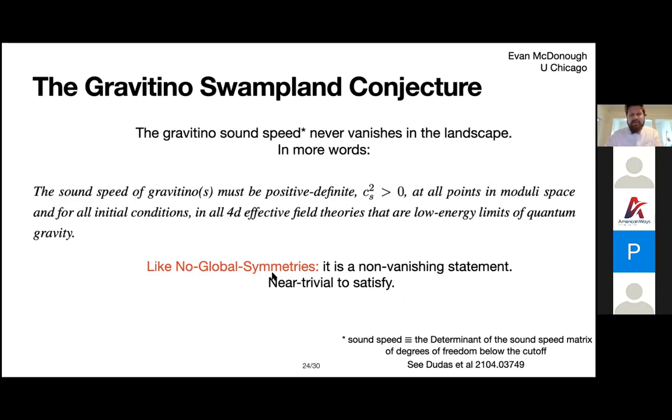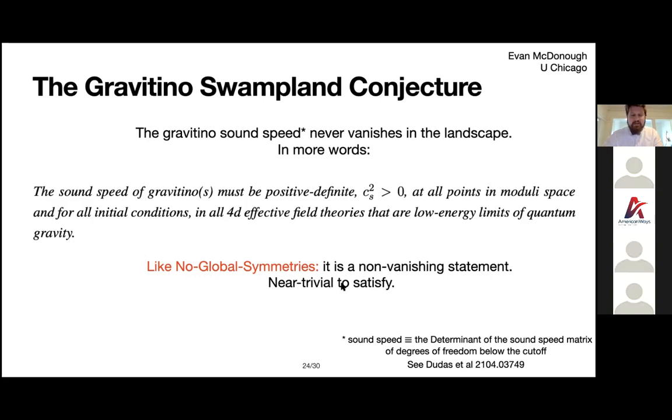It's similar to saying that there are no global symmetries, meaning no exact global symmetries. It's just a non-vanishing statement. So in principle, this statement is happy with c_s being arbitrarily small but non-zero. So in that sense, it's near trivial to satisfy. But in fact, it does have some interesting consequences.